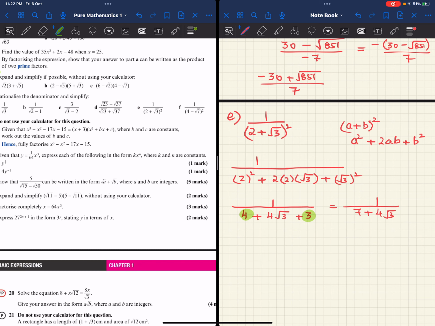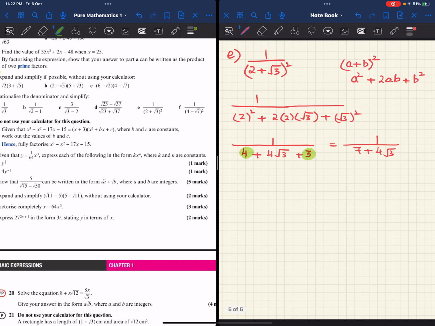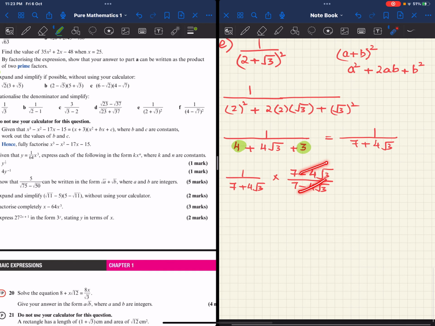Now at this point we have simplified the square bracket, and now we can start rationalizing the denominator by multiplying the denominator with the same denominator but with opposite sign, multiplying the numerator and denominator. So 1 divided by 7 plus 4 root 3 multiplied by 7 minus 4 root 3 and 7 minus 4 root 3. So it's as if these cancel out to give us 1. So in the numerator we have 1 into 7 minus 4 root 3, which is 7 minus 4 root 3.